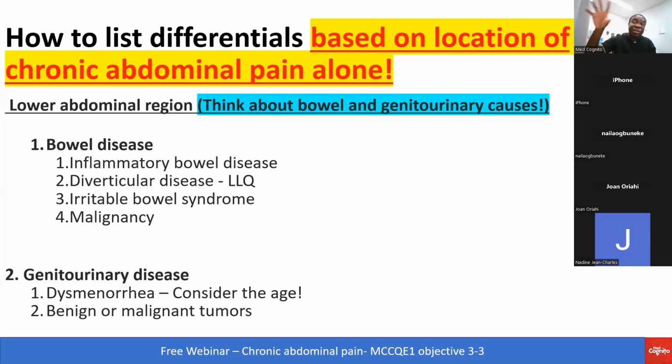So if you go to objective 3.3, this information is also there. So it's not only about your textbooks. The objective itself, how the objective has been structured, itself is a learning tool. So we've learned about upper epigastric pain and then lower abdominal pain as well.